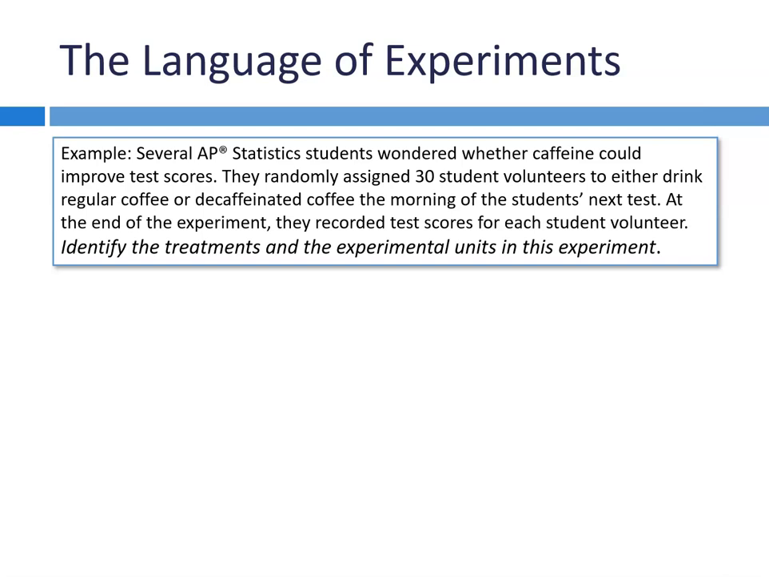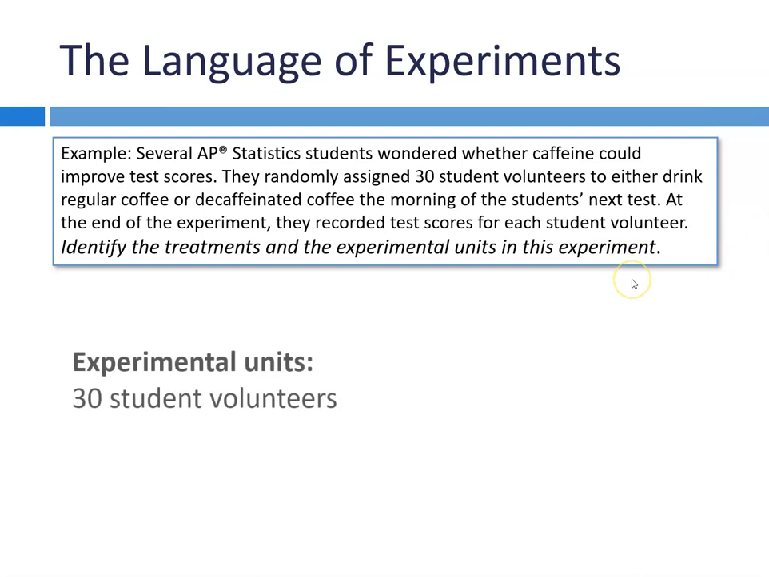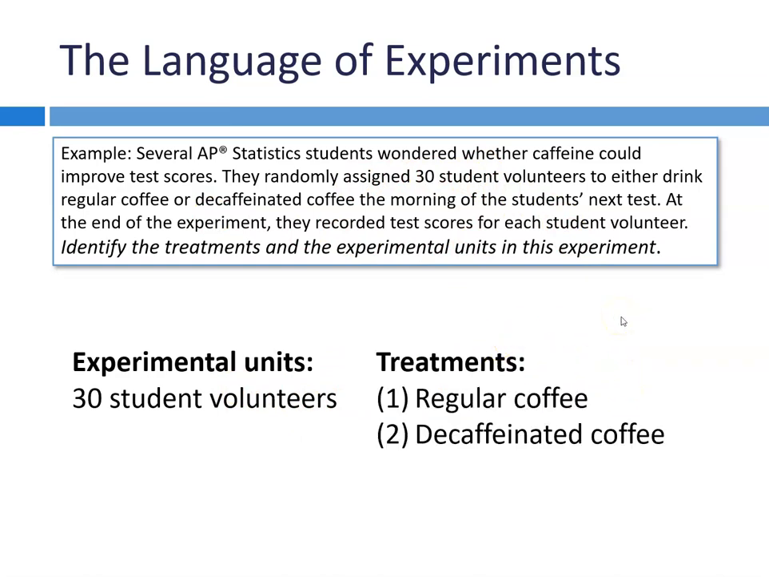Let's identify the treatments and the experimental units in this experiment. So the treatment, what did they get? Well, let's do the units first, sorry. Our units here are the 30 student volunteers. Right? They assigned 30 student volunteers. So 30 volunteers are our units. And then my treatments are either getting regular coffee or decaffeinated coffee. So there are 2 treatments here.